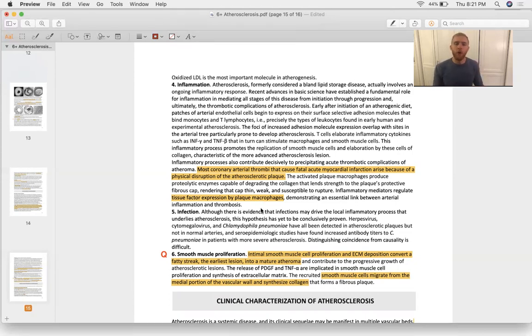So you need to know that the cells upon which a clot starts are the macrophages and smooth muscle cells beneath the endothelial layer. The clot doesn't start on endothelial cells. It starts on macrophages and smooth muscle cells.